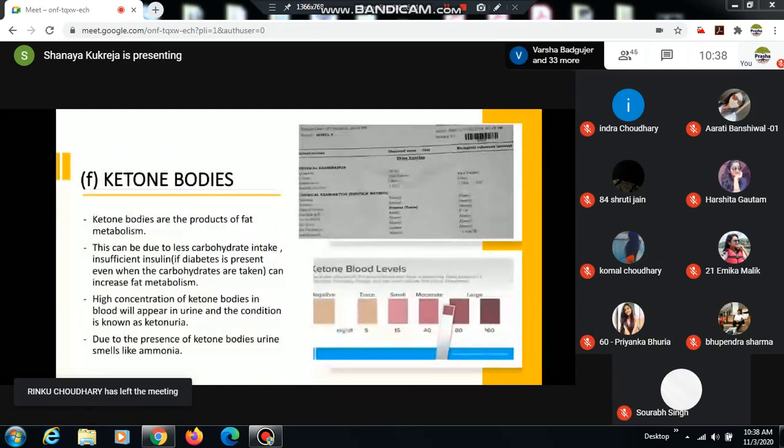Conditions when ketone bodies are present in urine. The condition when ketone bodies are present in urine is known as ketonuria. It can also be seen in diabetic ketoacidosis.